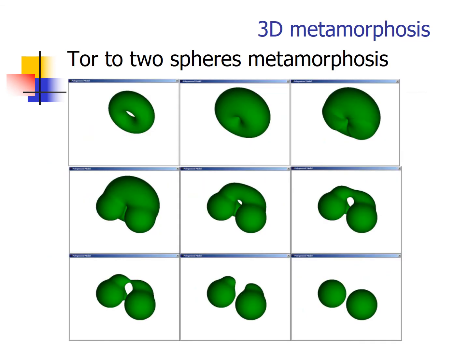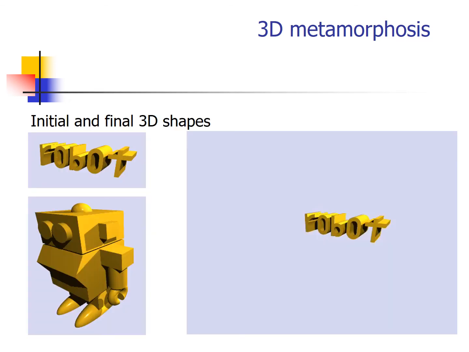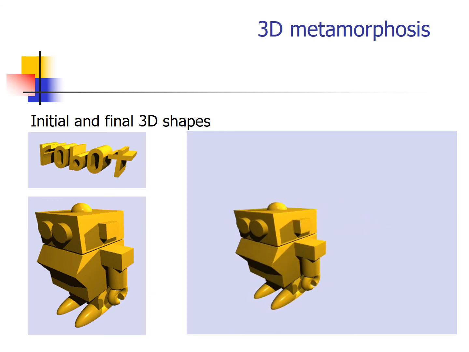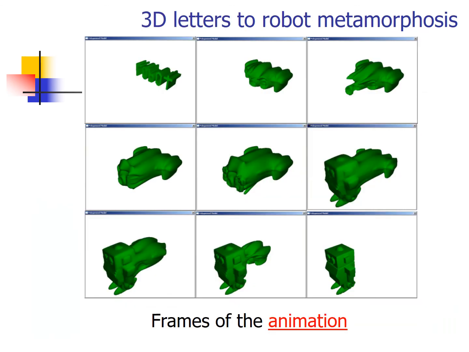Here is an example of 3D metamorphosis of a torus and a union of two solid balls. This is a more complex example, where 3D letters are transformed to shape a robot. These are frames of this animation.